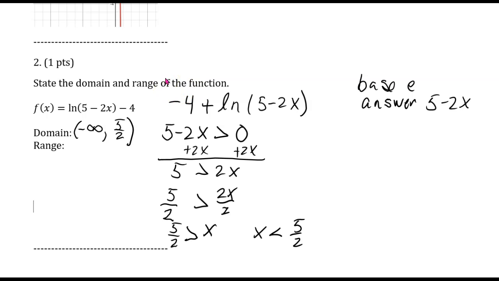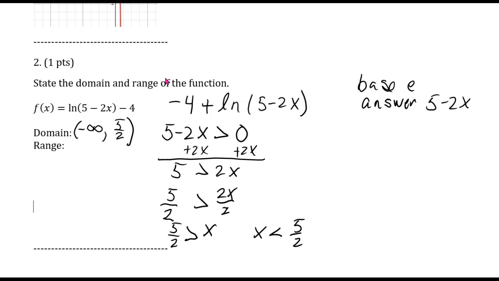Again, this is basically one that has been shifted in several different places. Now shifting is not going to affect the domain. The domain is affected only by the answer part. In this one, we have a minus 4, which will move the entire graph down 4. Will that change what it looks like? Yes, it'll change what the graph looks like, but will it change the domain? The answer to that is no.